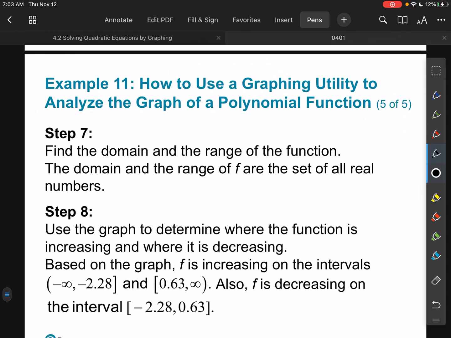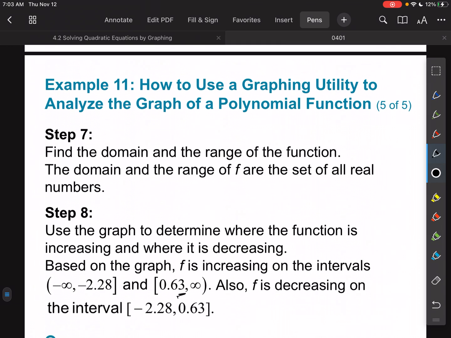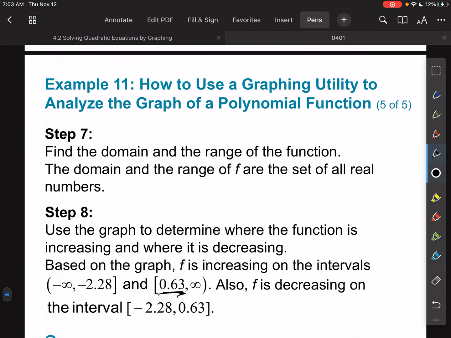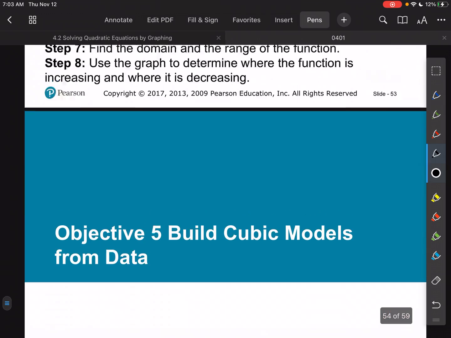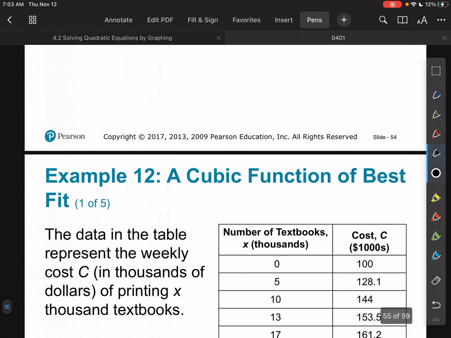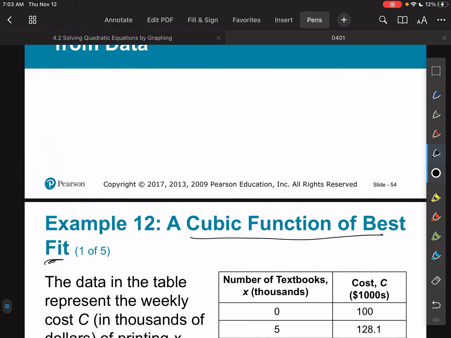Again, it's going to be important that you do that either on Desmos, which I don't know if it rounds to the nearest hundredth, or on your TIs, so that you can get these things accurately. And I'll show you guys how to do that in class. We're going to skip Objective 5, so if there's anything about building a cubic function of best fit on your homework, you can skip it. All right, guys, that's it.